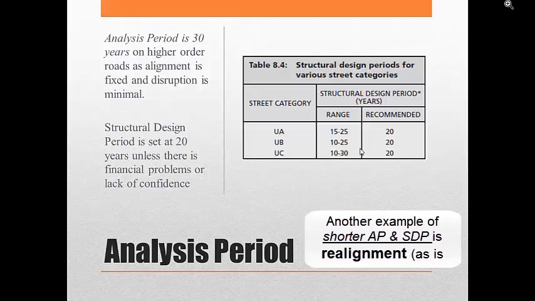So, to repeat, the AP and the STP can reduce from 30 and 20 respectively down to 25 and 15 if there are strong concerns around finance or a lack of confidence, etc. Category D streets are not considered for a structural design period.